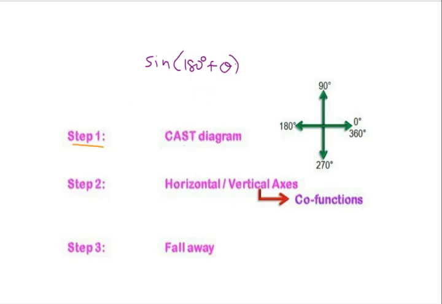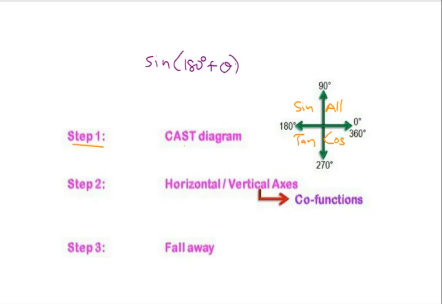diagram. Now the CAST diagram works like this: C, A, S, T, and it indicates the functions and their signs in the different quadrants. So C stands for cos, A stands for all, S stands for sine, and T stands for tan. So those will be the respective quadrants where either one of those trigonometric functions will be positive.